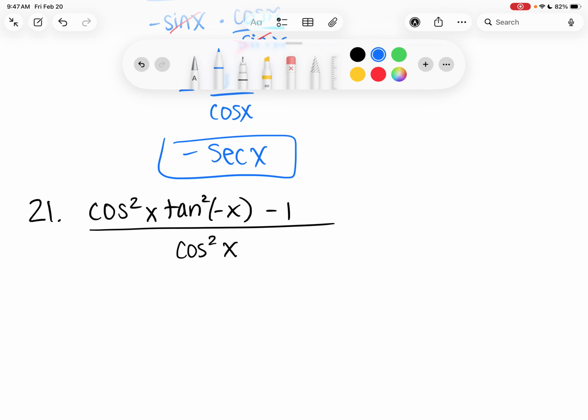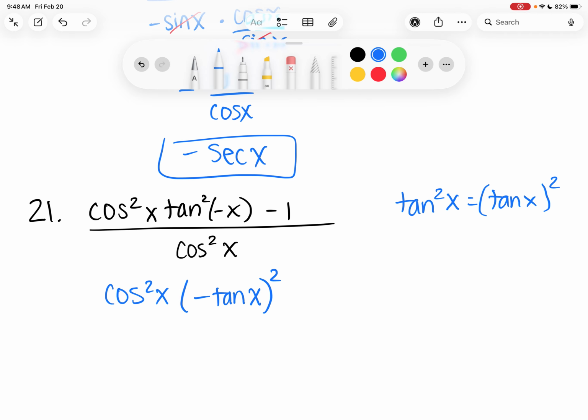So this is where what I mentioned earlier, that the tangent squared of x is equal to the tangent of x squared, is going to be important. Because what is the tangent of minus theta? That is negative tangent. Minus the tangent of theta. So this is going to be on top cosine squared of x times negative tangent of x squared. That's important because of the sign, the S-I-G-N, not the S-I-N.